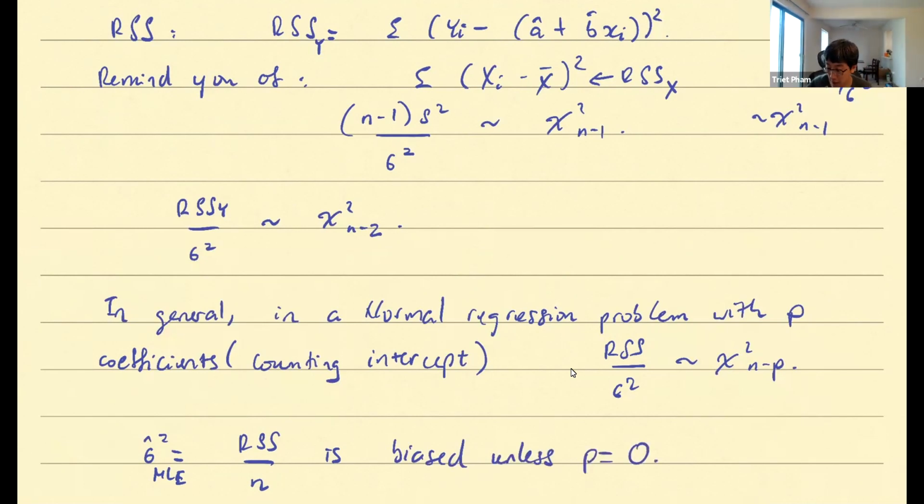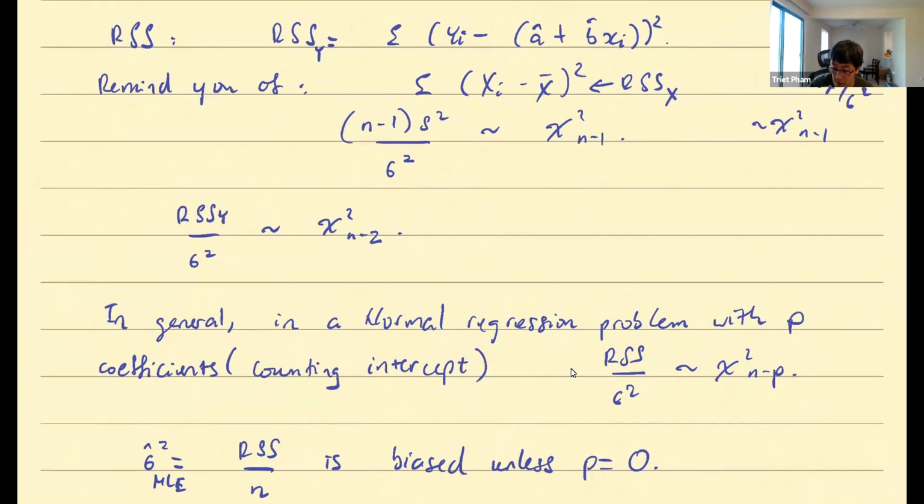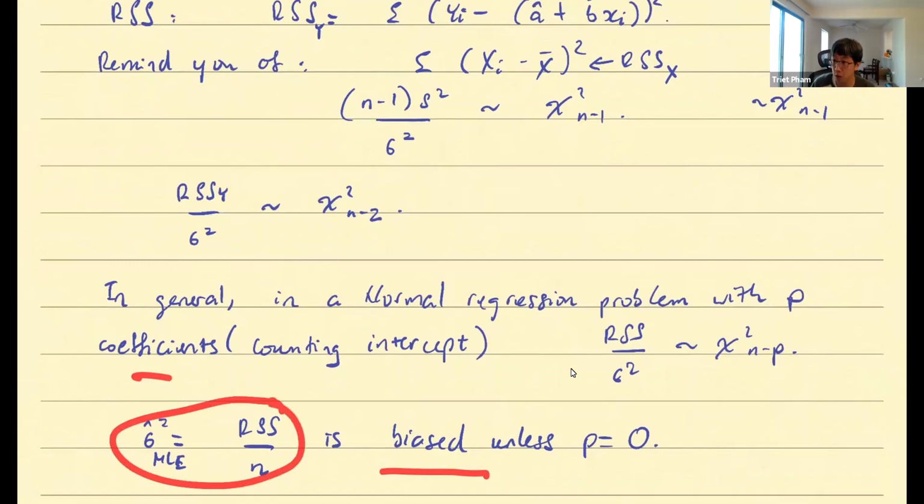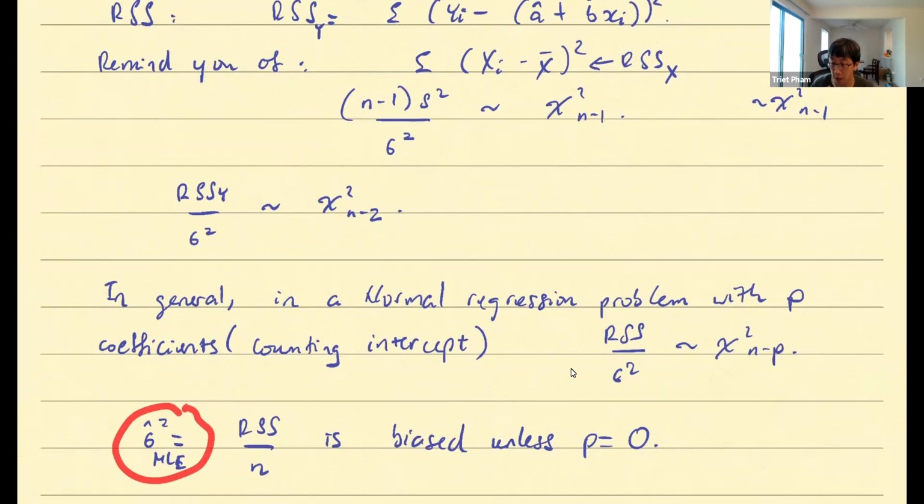Unless you know everything, unless you know the mean itself, then you don't have to estimate anything. Even when p equals 1, which is the case when we only use the intercept, the classical case that we talked about in this class, this is still biased. And of course, the more coefficients you use, the more biased it becomes. So even though it can be used as an estimator, and it does come out from the MLE, this will always be a biased one.